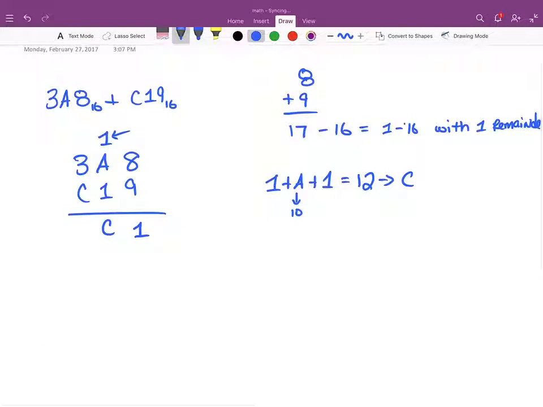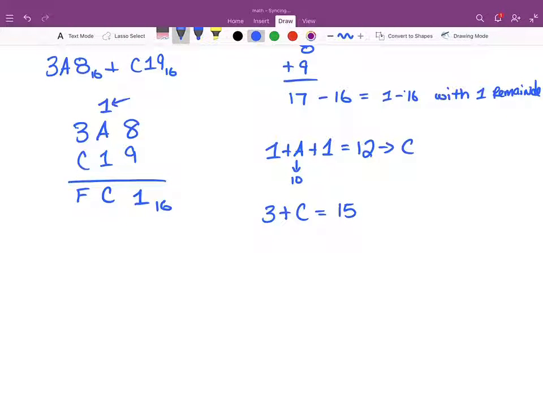Then 3 plus C. Now recall, C is really worth 12. So 3 plus 12 is 15. Nothing to carry because there's no 16s we could take out. That is represented by F. So 15. So the answer to this problem is FC1 base 16.